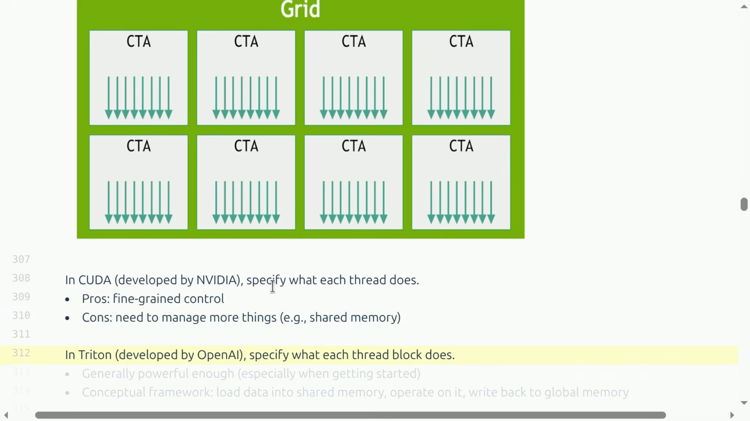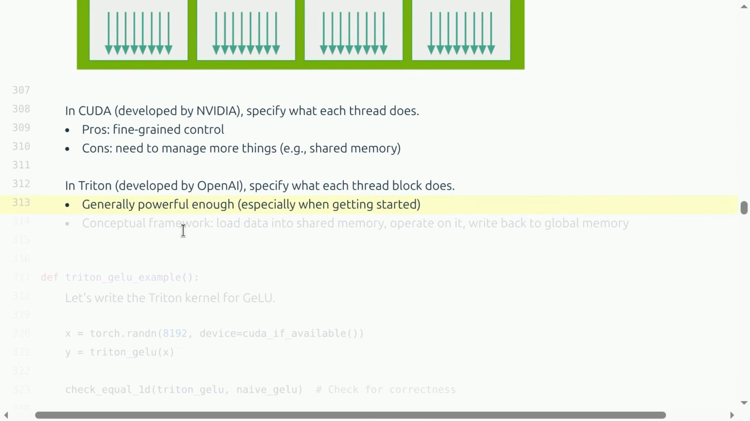Triton was developed by OpenAI. I think by now it's been pretty standard. You basically specify what each thread block does. Generally, it's powerful enough, especially for this class as you're getting started. If you really want to exploit every single new feature of the latest hardware, it might not give you the full flexibility, but let's not worry about that.